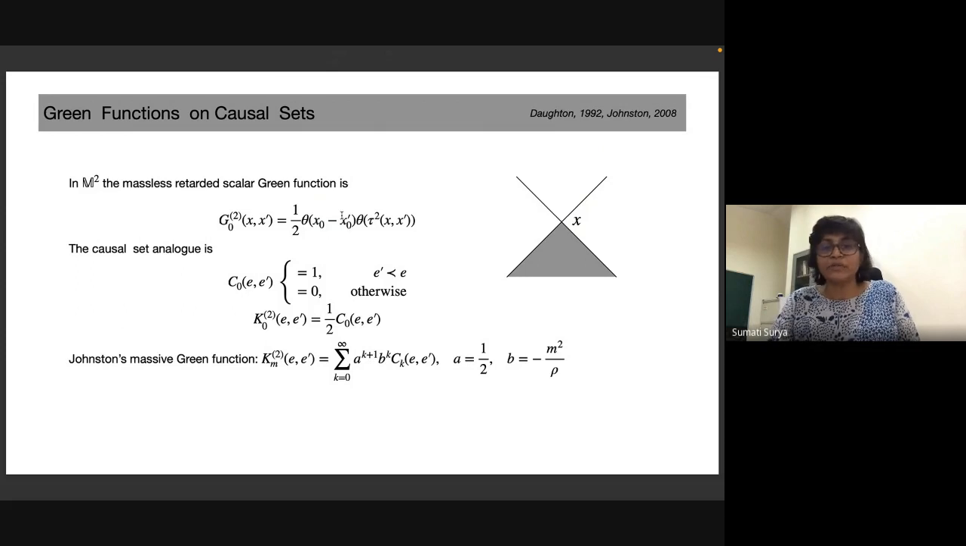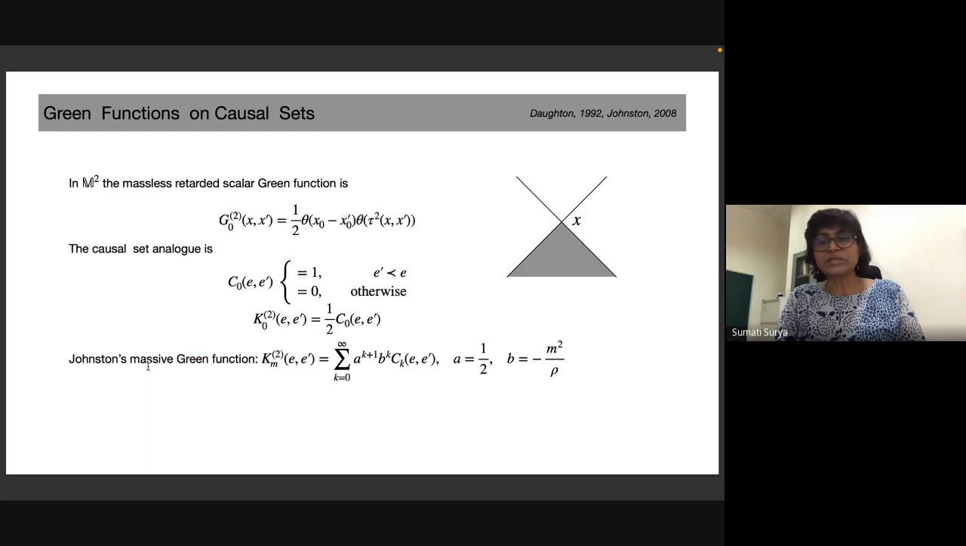Just very quickly, Green functions on causal sets. If you look at massless Minkowski spacetime, we have a very simple Green function. For any x, you have support only for the retarded Green function on the past light cone. This is a very simple causality condition, because if you think of it as a discretization and x as an element of the causal set, any element in the past of x has a non-zero Green function. So all I need to look at are the things that are causally related to the past of x, and that is the causal matrix, and I can use that causal matrix to construct the Green function. This is my discrete Green function here.